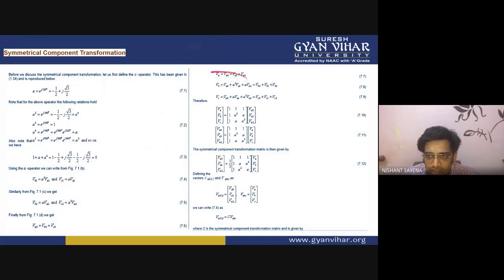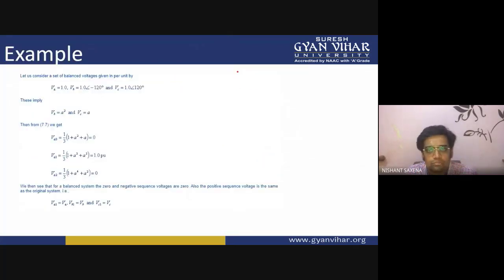Finally, if we define a set of unbalanced current phasors as IABC and their symmetrical components as IA012, I can write the equation for the current quantity as IA012 is equal to C IABC. Similarly, if we want the original phasor components, then the inverse of this transformation matrix has to be taken. I think this is clear to you.